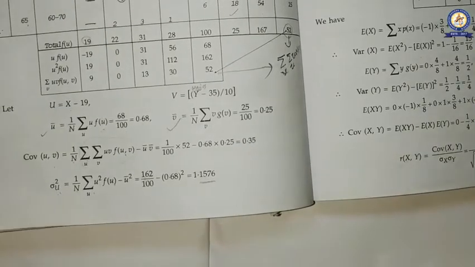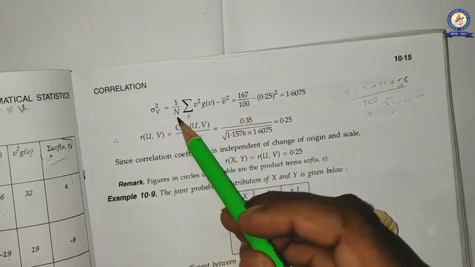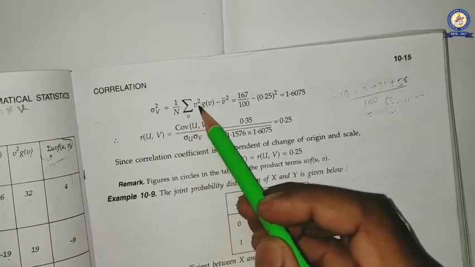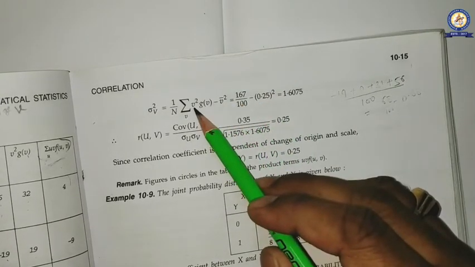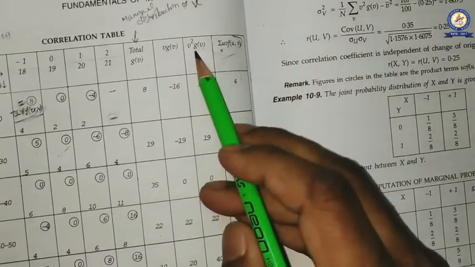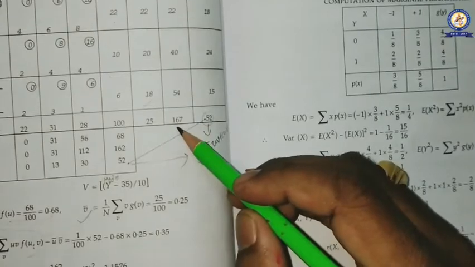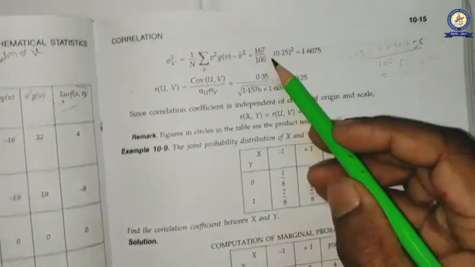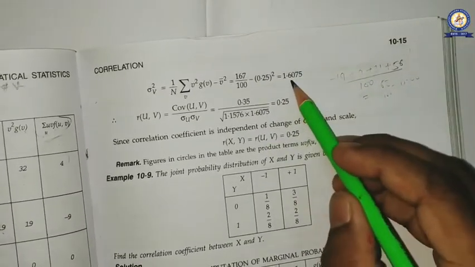We can find 1.1576. Similarly, you can evaluate sigma v square, which is nothing but 1 by n summation over v of v square g(v) minus v mean square. So the summation over v square g(v) is represented by this column. If I add all the values, we find 167, right? So 167 by 100 minus v mean, which is 0.25, so 0.25 square, and you calculate it, it will be nothing but 1.6075.